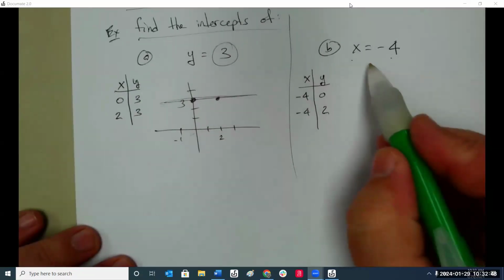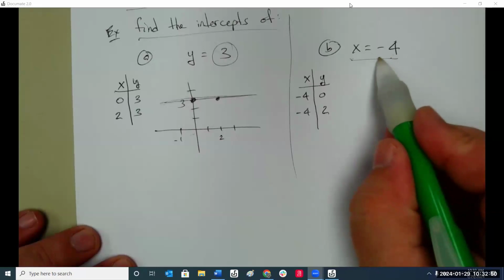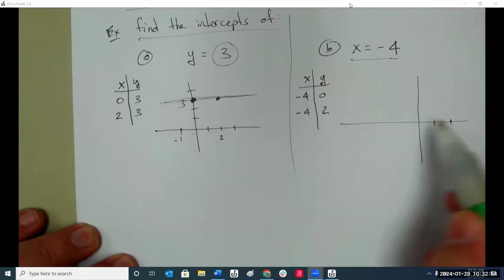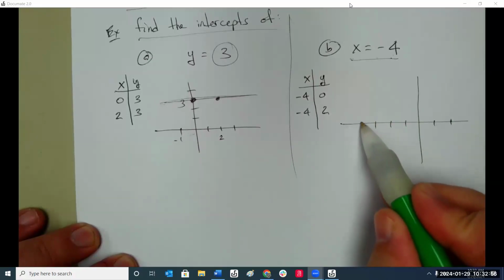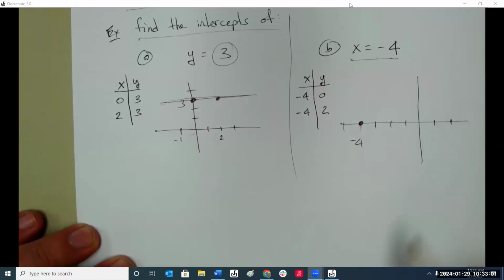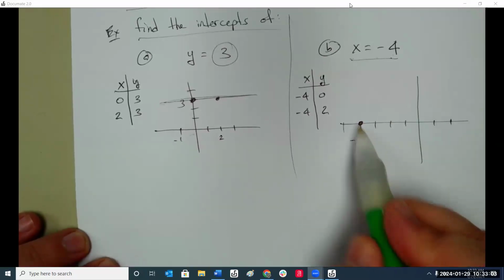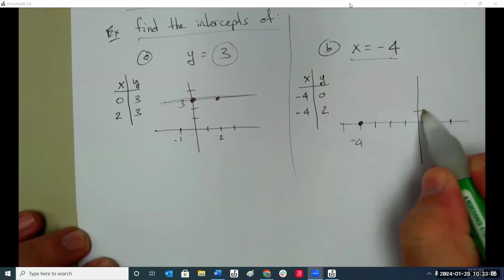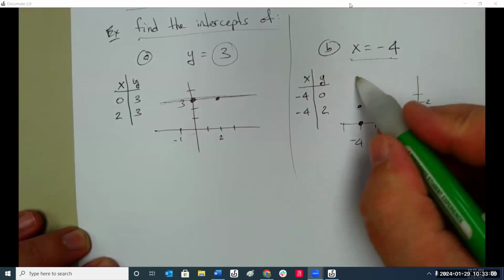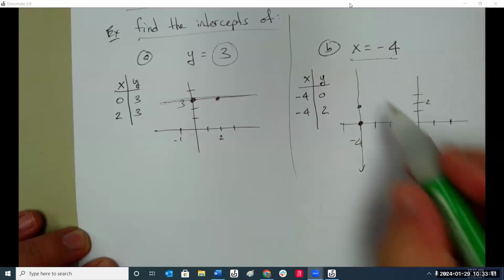Yes. Because it has to cross the x-axis. So when x is -4, y is 0. When x is 2, y is -4. So this graph is a vertical graph.